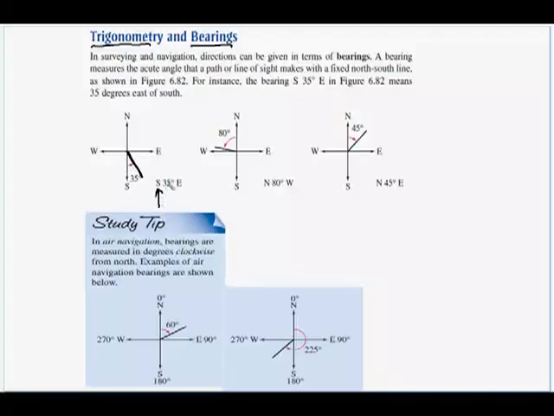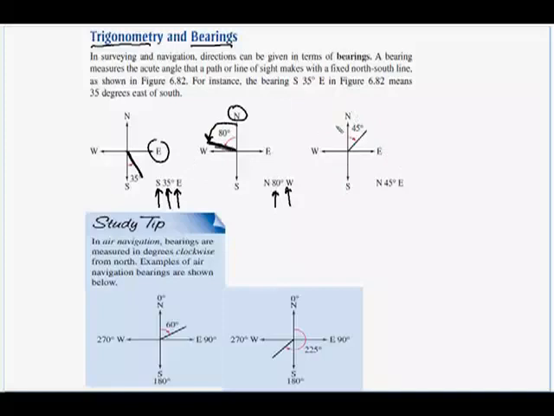And then how far off that south line are we? Well, we're in an easterly direction by 35 degrees. So south is our first, and then we have our 35 degrees off that to an easterly direction. Here we are 80 degrees off north, so we use north first, 80 degrees in a westerly direction. So off this north-south line, we had 80 degrees toward the west.